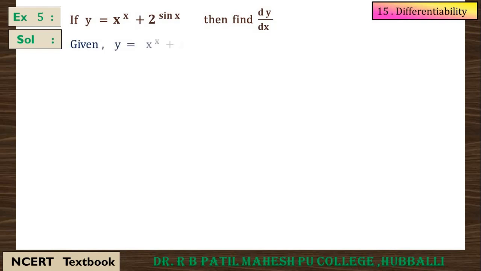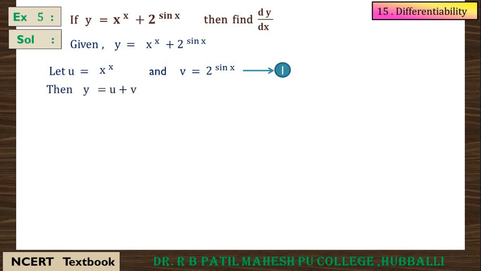So first write y is equal to x raised to x plus 2 raised to sin x, the given function. Then denote the first function x raised to x as u, and v as 2 raised to sin x. As I said in the previous example, whenever you have an addition of two functions, this is the technique: you should not take log on both sides directly. First function u and second one is v. Denote the functions u and v. Then the y function becomes u plus v.